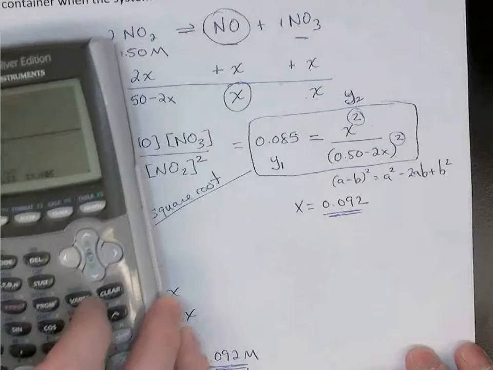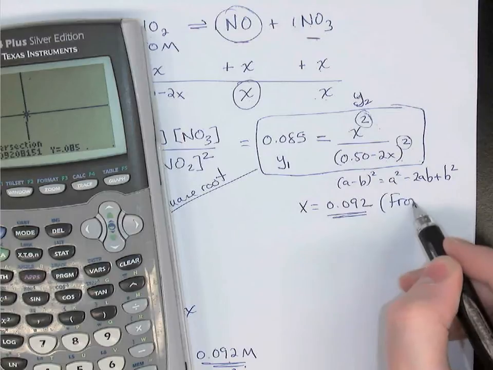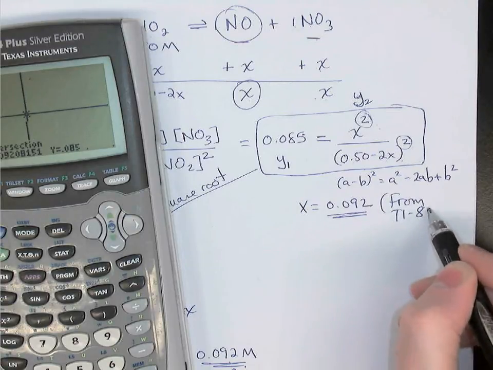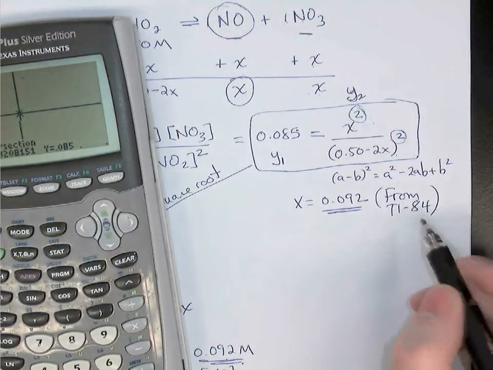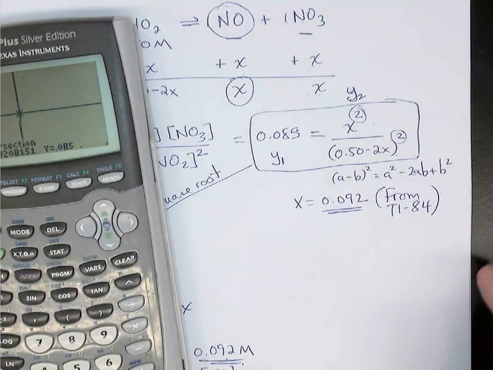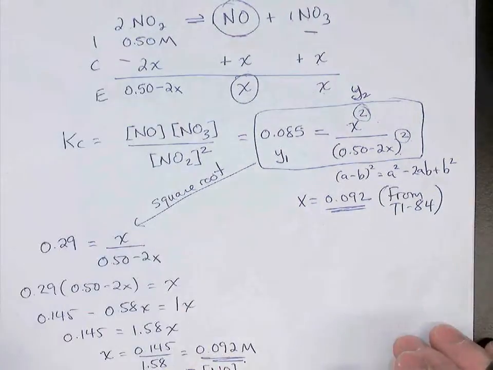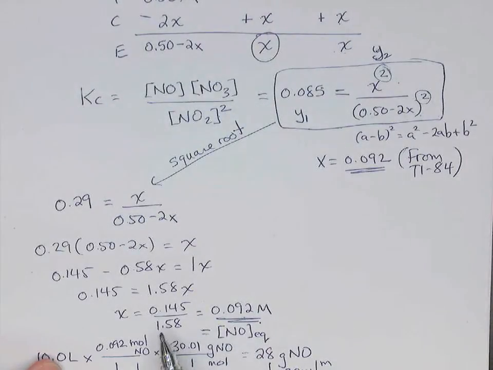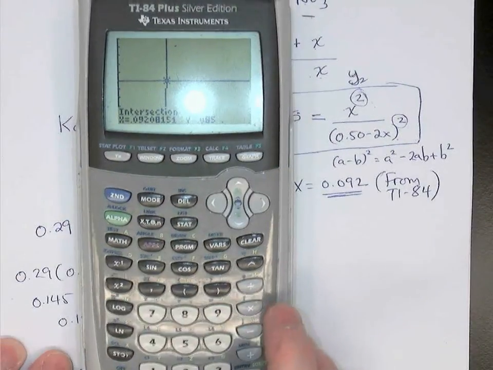Now what would you do here? You would simply tell me from the TI-84, TI-83, from your graphing calculator is really all you need to tell me. That little statement from my TI-84 replaces the need to do all this algebra. Okay? Now that's the sort of applied math graphing approach to solving this problem.